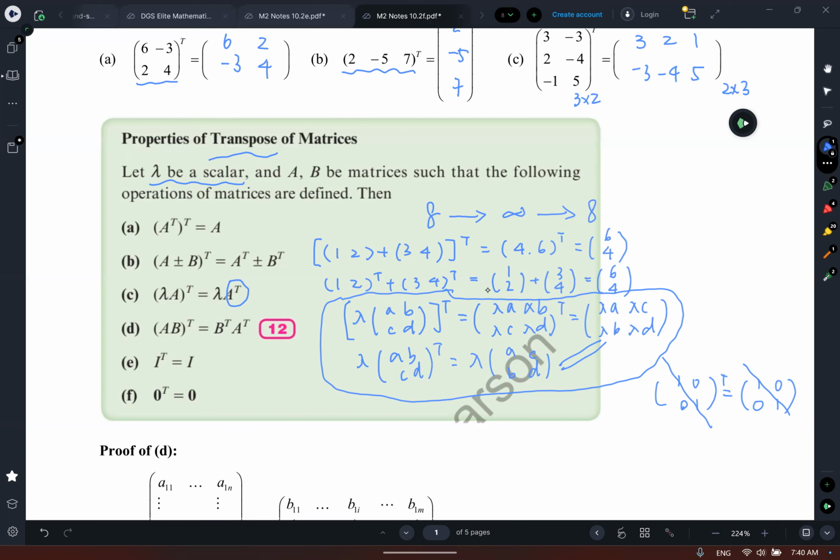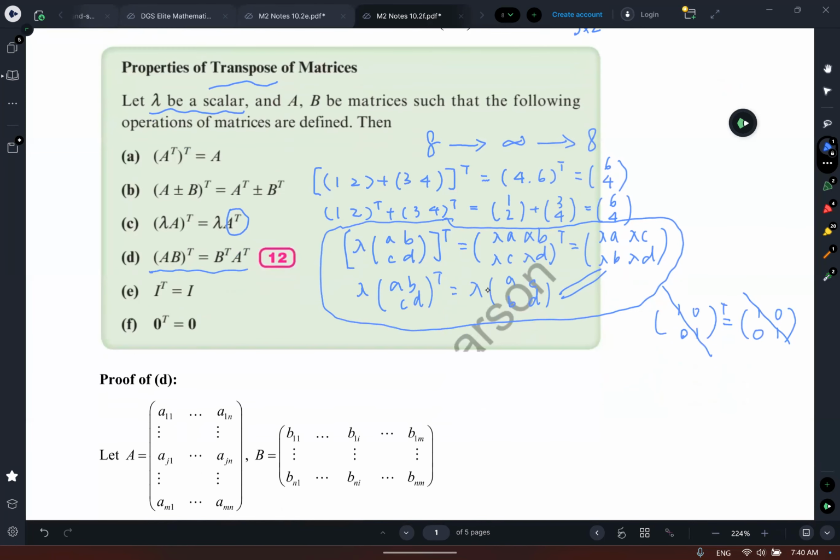Now look at D. Why is this true? If you change this, it's not true, meaning that you cannot swap the order. Last time we talked about how the order of multiplication cannot be swapped. But this is true: the transpose of A times B is equal to B transpose times A transpose.